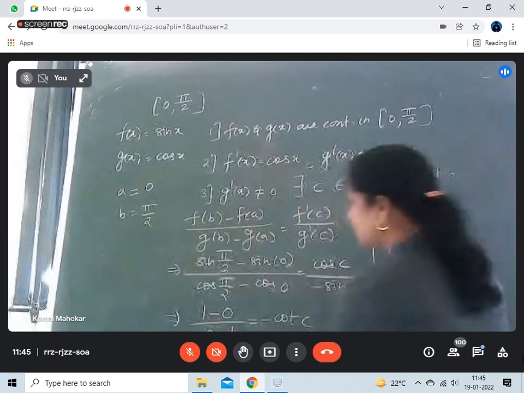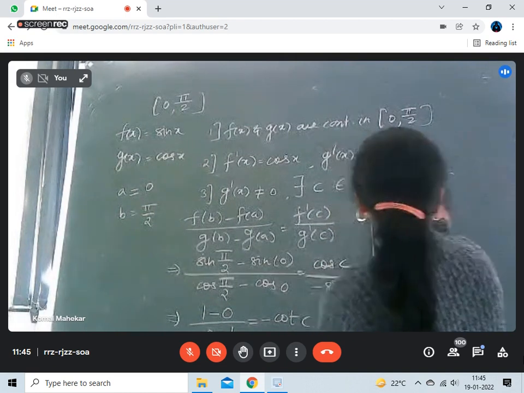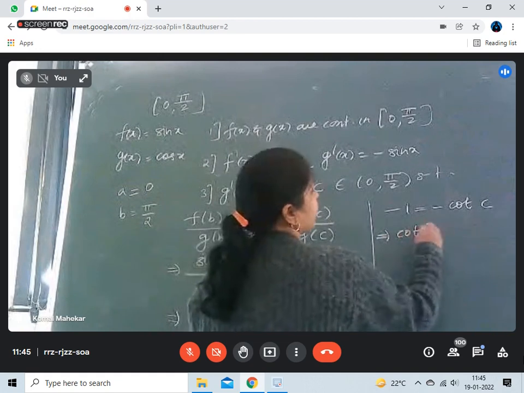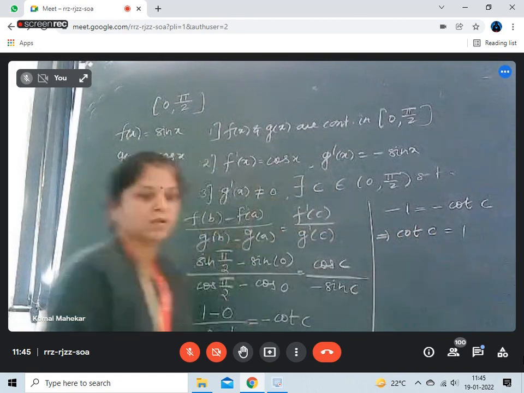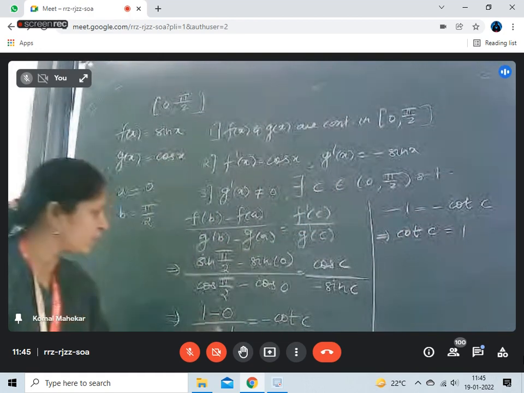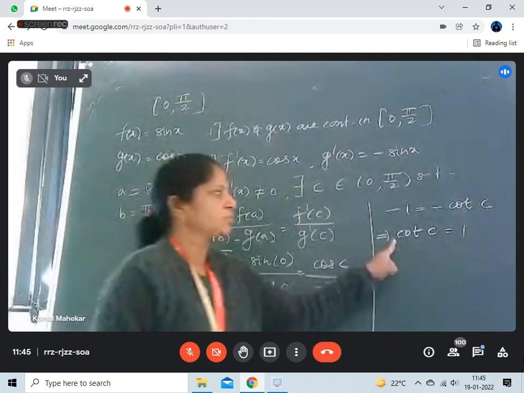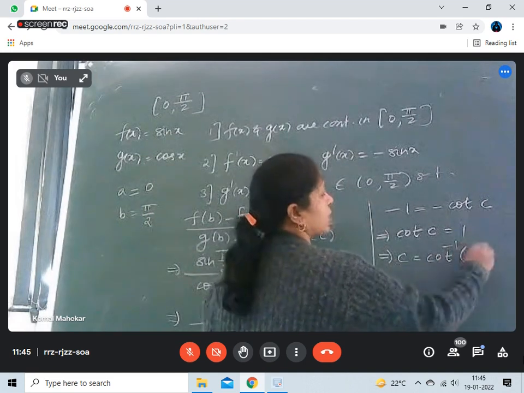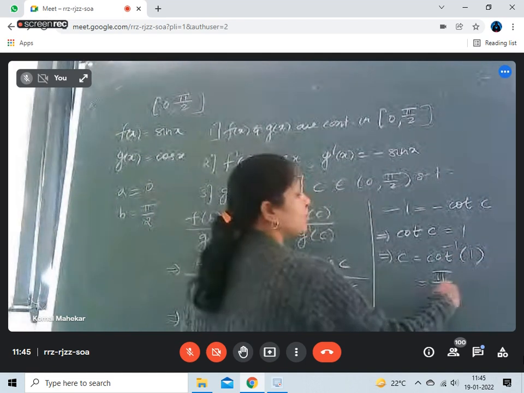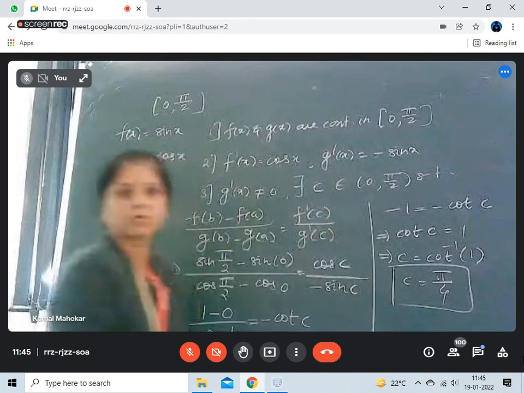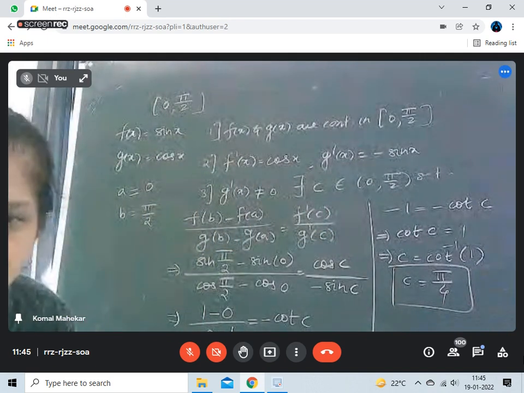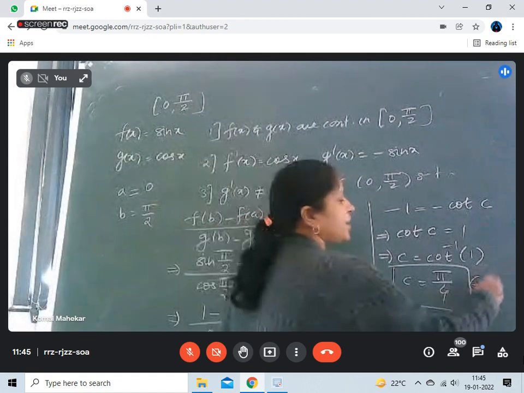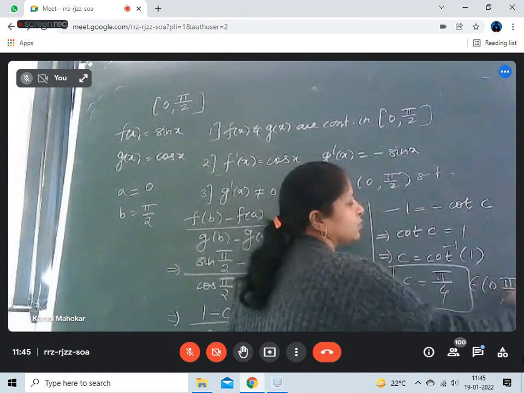Simplify this. Minus 1 is equal to minus cot c, which implies cot c is equal to 1. So c will be equal to cot inverse of 1, and cot inverse of 1 is pi by 4. This value pi by 4 lies in the interval 0 to pi by 2.